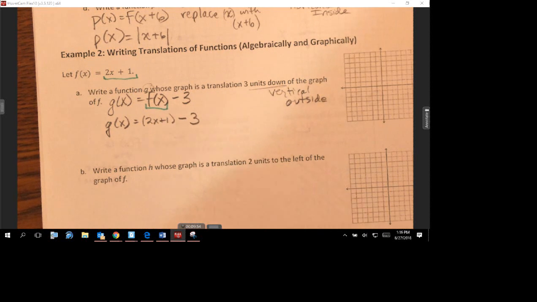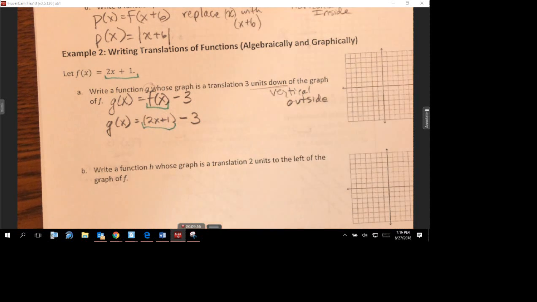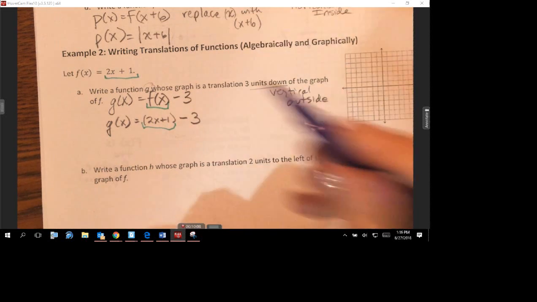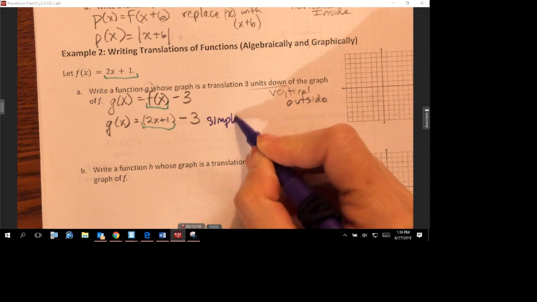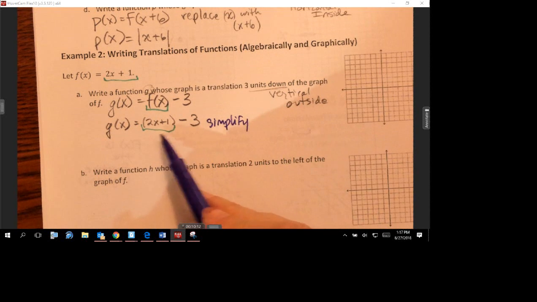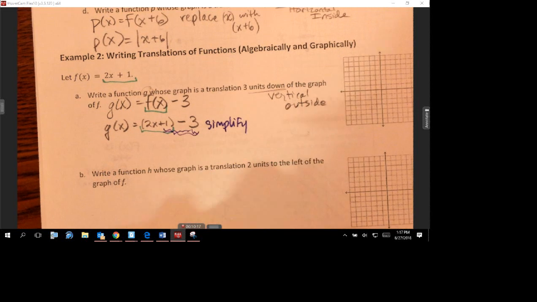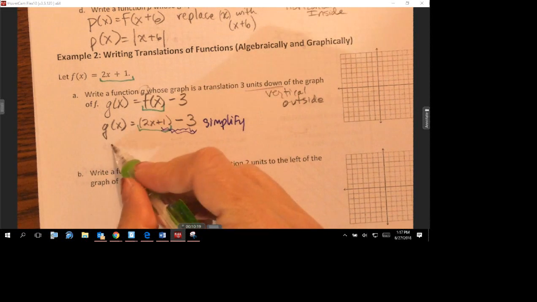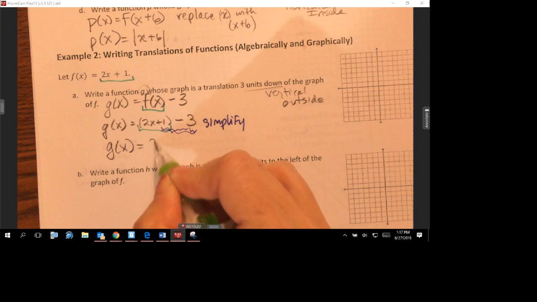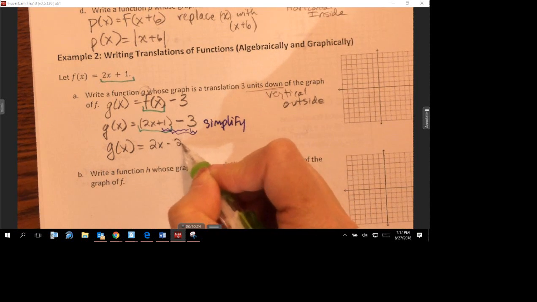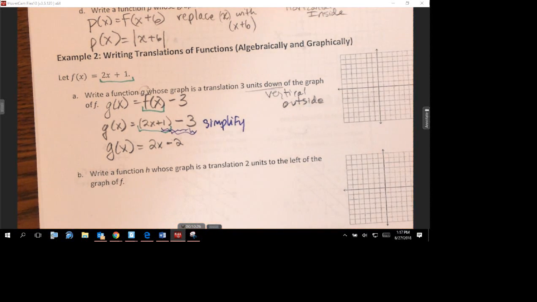You see how I replaced f of x with what it equals? f of x is 2x plus 1, I just swapped them. And then what we're going to do is we're going to simplify. So over here, when I simplify 2x plus 1 minus 3, these are like terms that I can combine. And we get 2x minus 2.